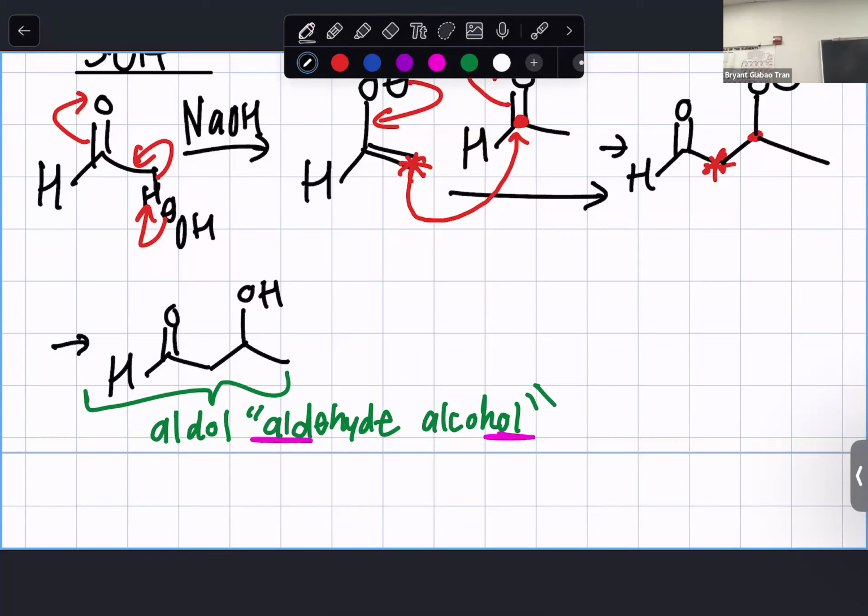But this is the important thing here. The alcohol has to be beta to the carbonyl carbon of the aldehyde or ketone. If it's alpha or gamma or delta, this wouldn't be considered an aldol. To be considered an aldol, the alcohol has to be beta to the carbonyl.